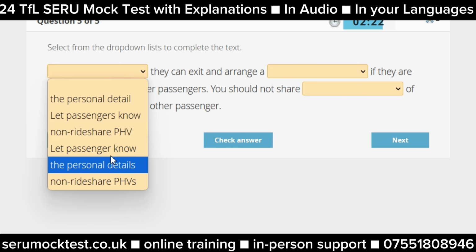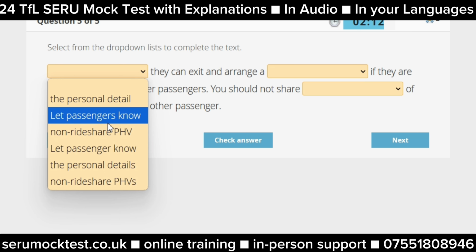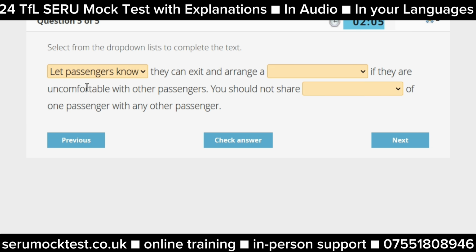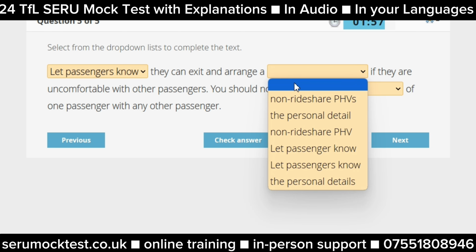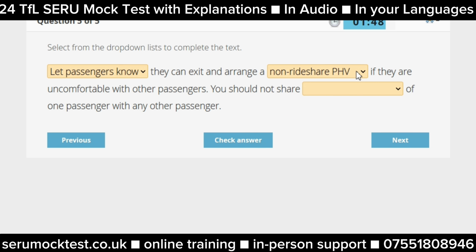Again, beginning of the sentence, and we have two actually. Let passenger know. Now there is no article before the word passenger, so it cannot be singular, it has to be plural. If there is an article or any kind of indication for it to be singular, then it will be without an s. They can exit and arrange a non-ride share PHB. Because of this a, it will be PHB, singular.